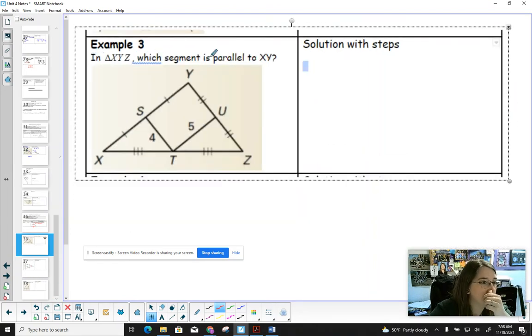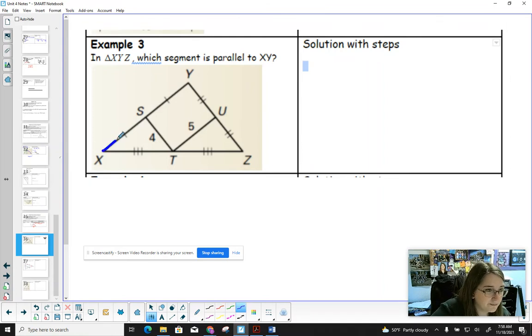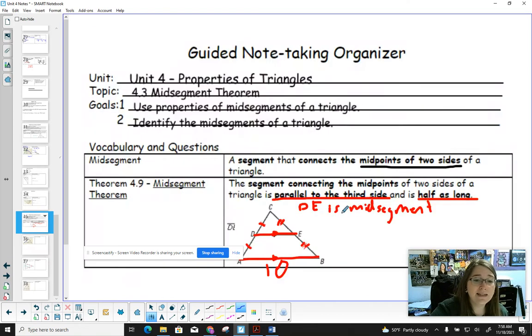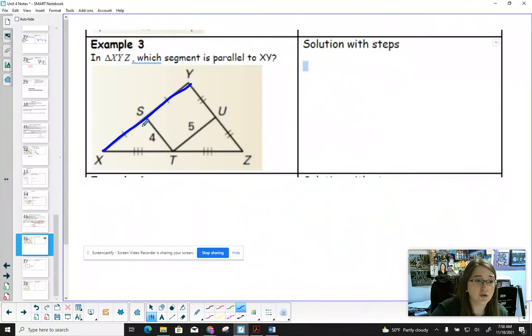Example 3 says, which segment is parallel to XY? Take a second, identify XY on the picture. Where is that? Here's XY. What we just learned was the mid-segment is parallel to the side it doesn't touch. Parallel means going the same way. Draw on your notes, and if you can name it, great. The segment that's going to be parallel to that side ends up being the mid-segment. What is it? Well, there is this mid-segment here.